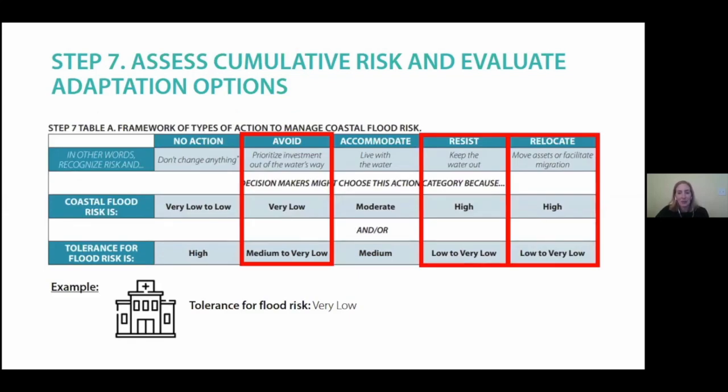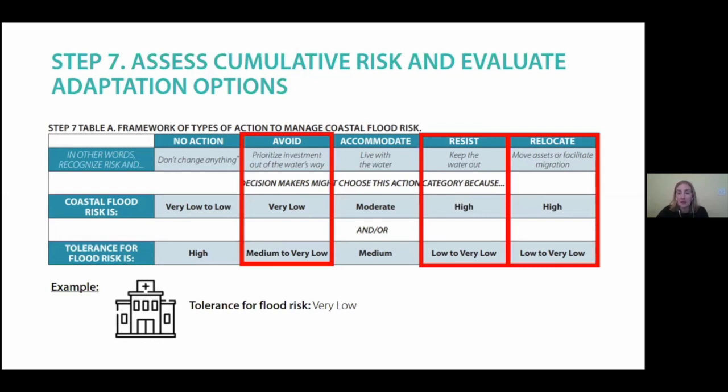When building a new hospital with a very low tolerance for flood risk, the options that probably make the most sense are avoiding, resisting, or planning to relocate it over time. Obviously, for a new hospital, if you have the flexibility to select a site that is high and dry to begin with, that's probably the best way to go. But depending on the project, decision makers are potentially going to employ multiple types of action over time.